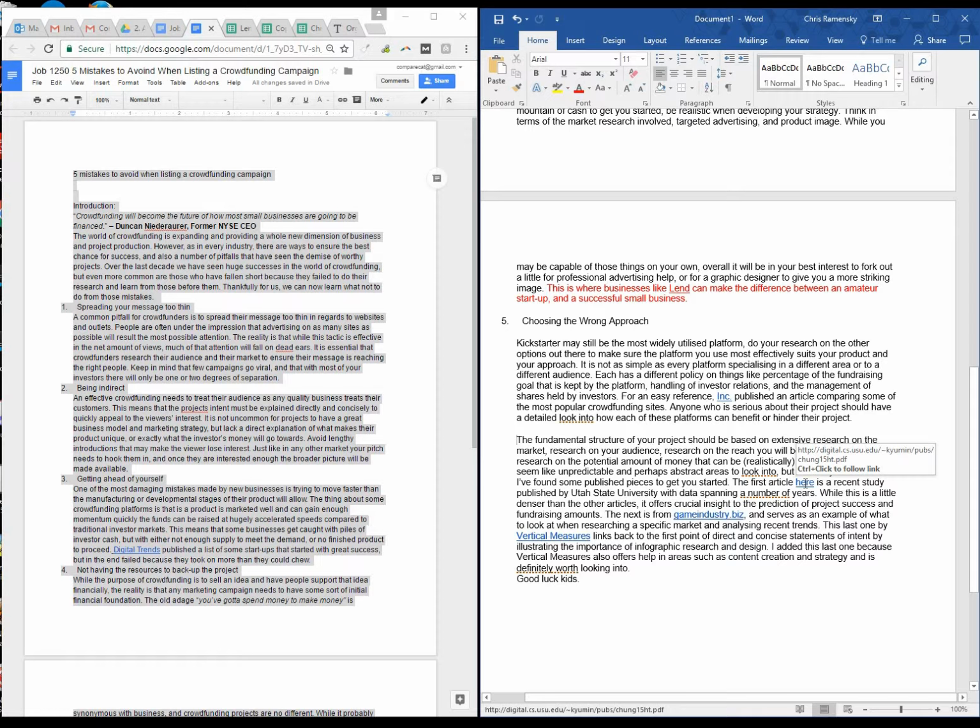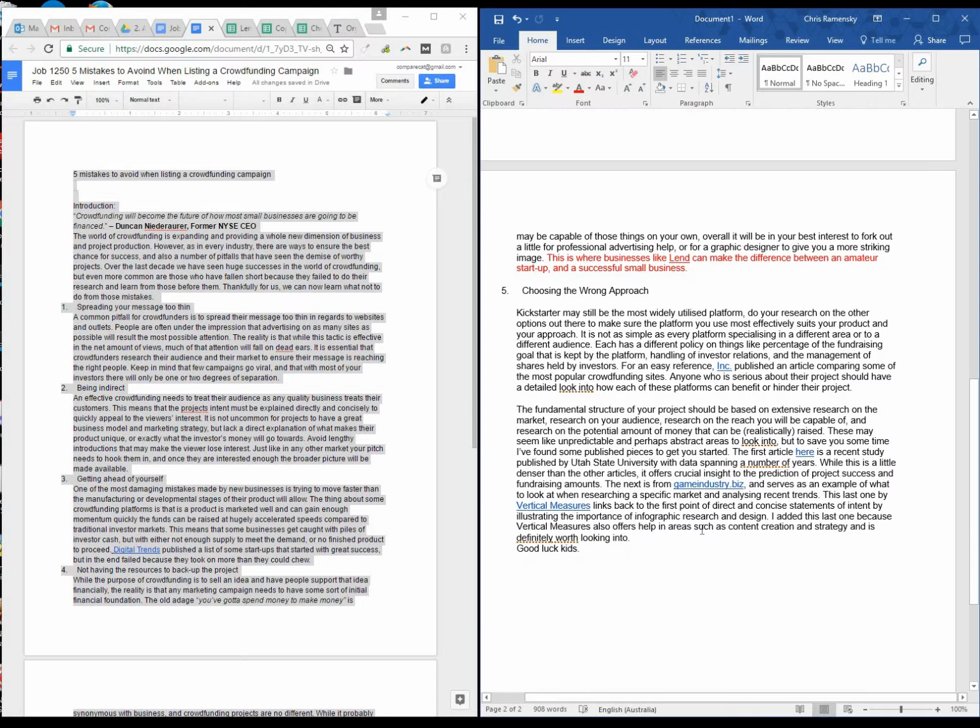The first article here is a recent study published by Utah with data spanning a number of years. While this is a little denser than the other articles, it offers a crucial insight into predictions of project success and fundraising amounts. The next is from GameIndustry.biz and serves an example of what to look at when researching a specific market and analyzing recent trends. This last one, by Vertical Measures, links back to the first point of direct and concise statements of intent by illustrating the importance of infographic research and design. I added this last one because Vertical Measures also offers help in areas such as content creation and strategy, and is generally worth looking into.